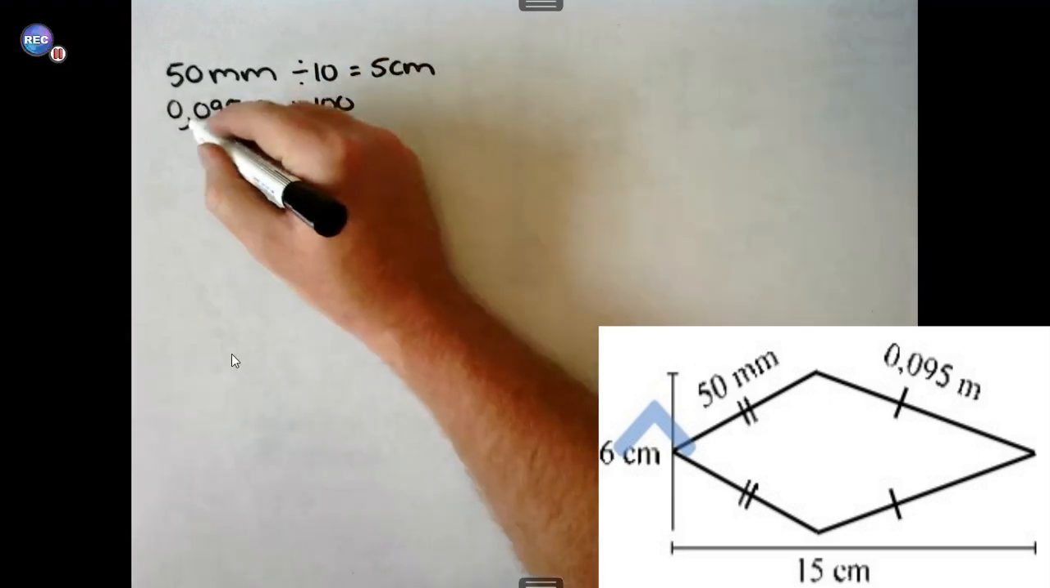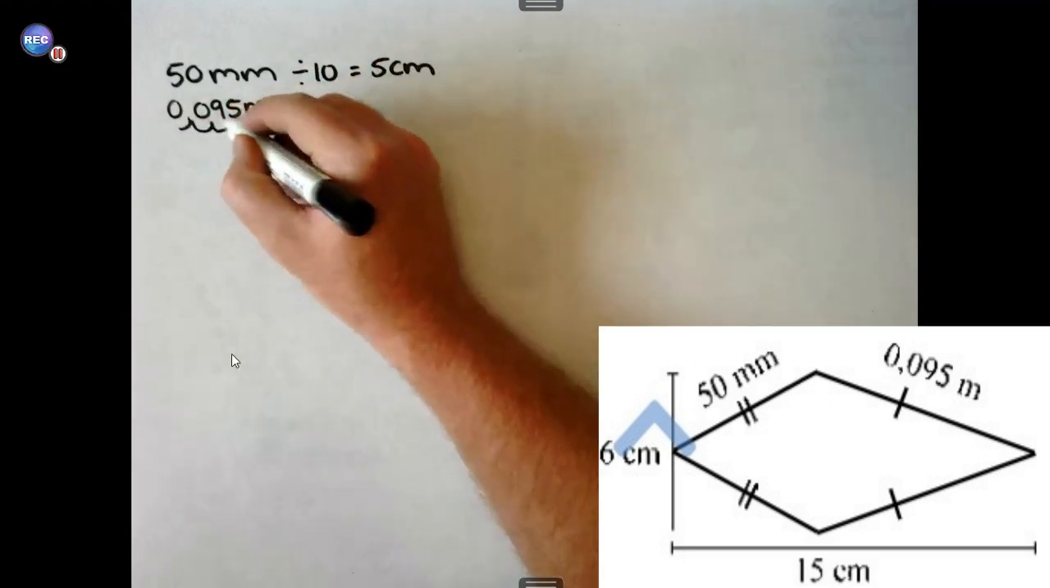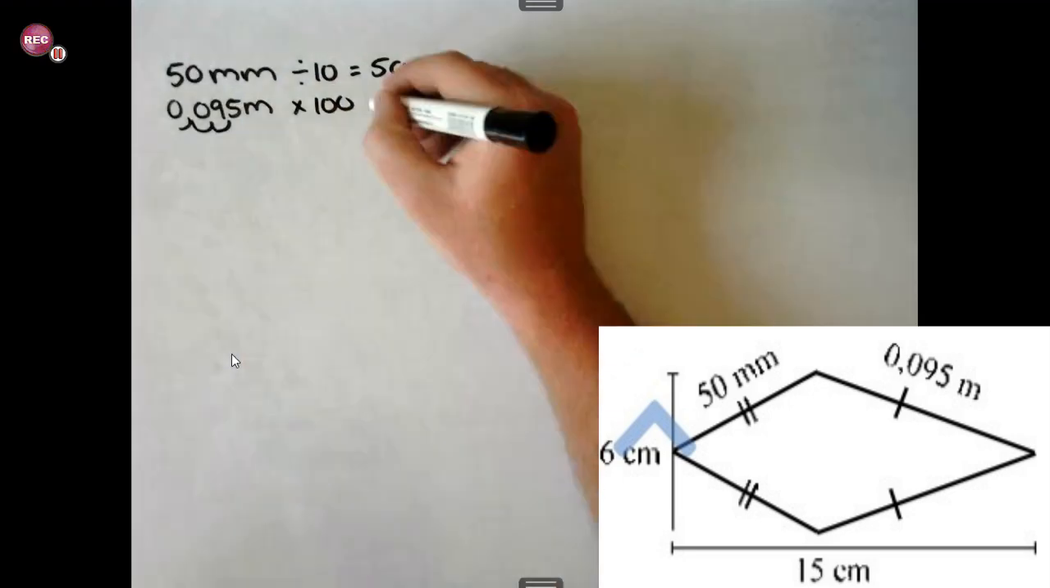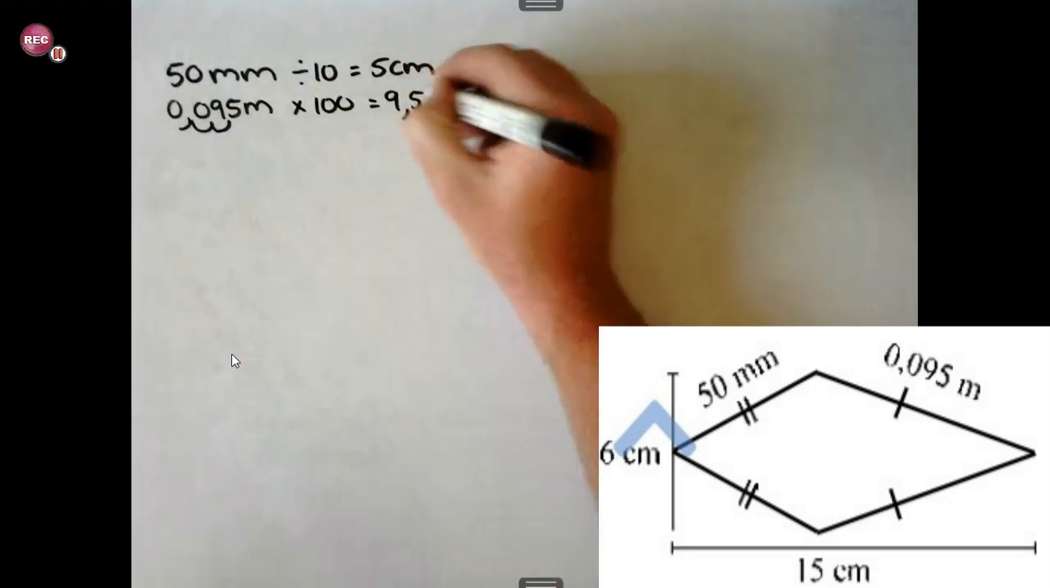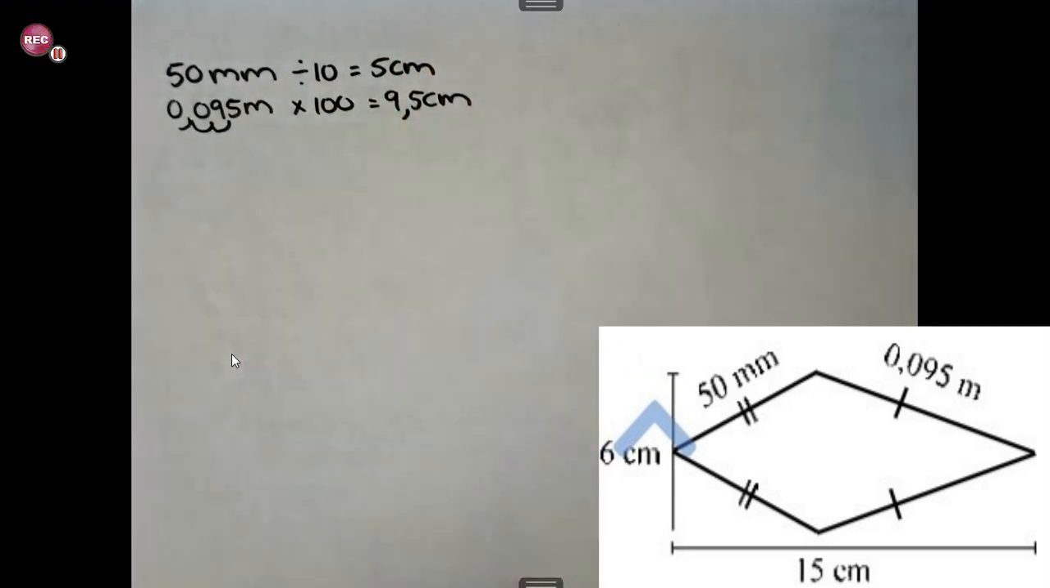So it means that the comma will jump 2 spaces to the right, which will then give you 9,5 centimeters. So now everything is in centimeters. We are now able to go and calculate the perimeter of the shape.